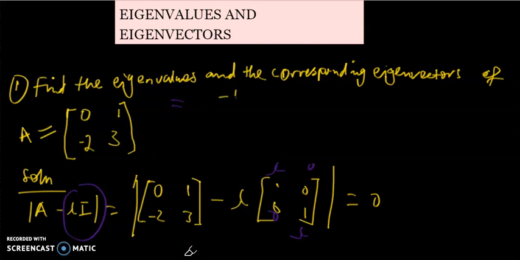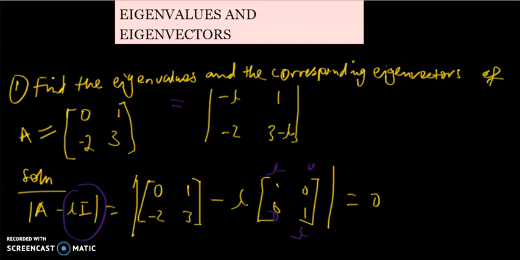So this will be minus lambda. We have 1 minus 0, this will be 1, and we have negative 2 minus 0, we will have negative 2, sorry for that. This will be negative 2, and then 3 minus lambda. Here we will simply have 3 minus lambda. So this is what we are going to have as we find the determinant.